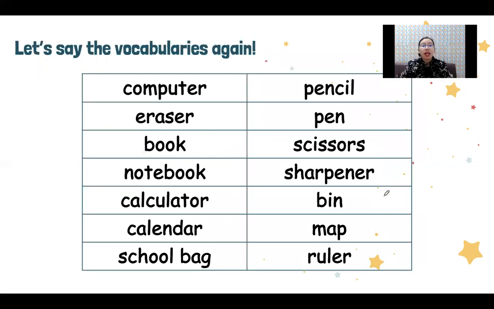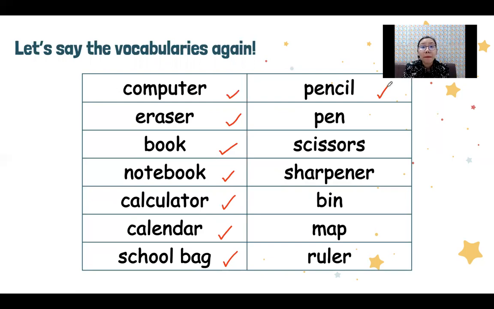All right, let's say the vocabulary again. Please say it with me. First one, 1, 2, 3. Computer. Next, eraser. Book. Again, 1, 2, 3. Book. Next, notebook. Good job. Next one, calculator. Next, calendar. One more time. Calendar. Next, school bag. One more time. School bag. Good.